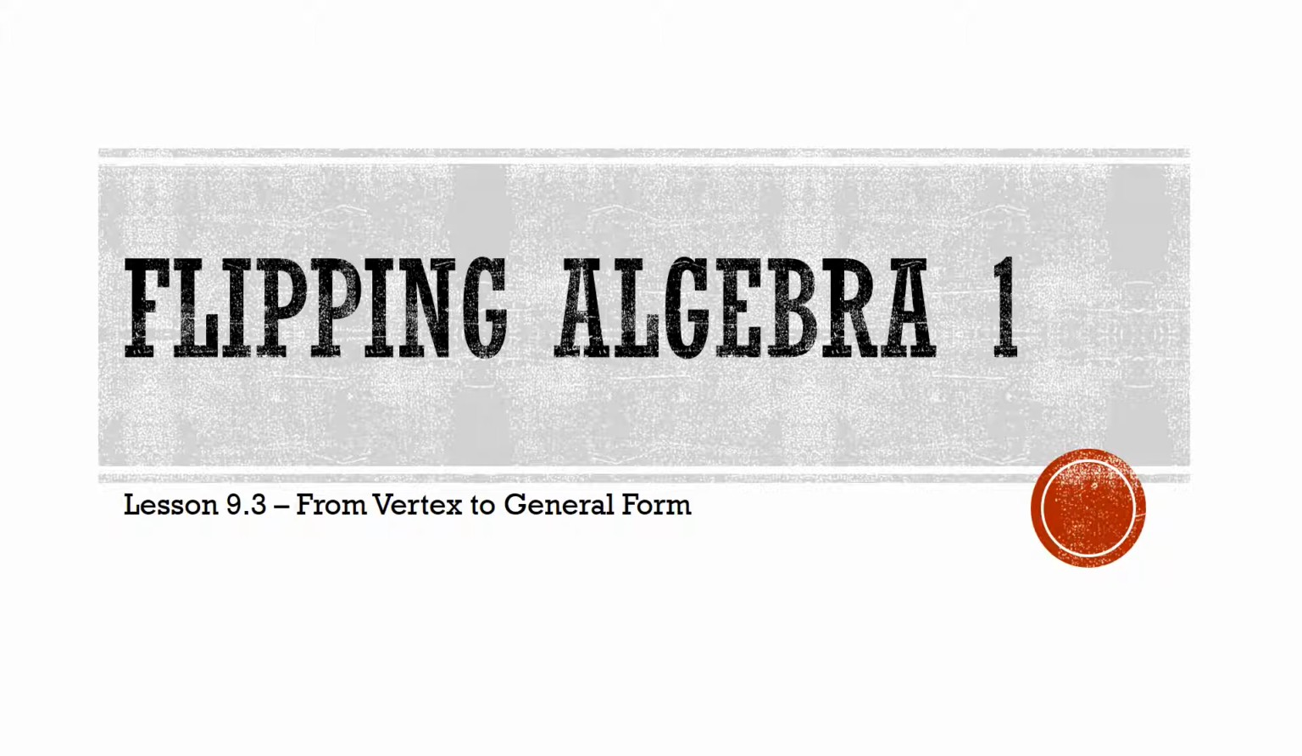Hey everyone, this is the video for lesson 9.3. It's on from vertex to general form. So you've seen what the vertex form looks like. You've seen what the general form looks like. I'll refresh your memory in a second. But now you're going to learn how to go from one form to another, which is the main theme of this chapter, being able to go through the three forms. There's still another form you haven't seen yet.